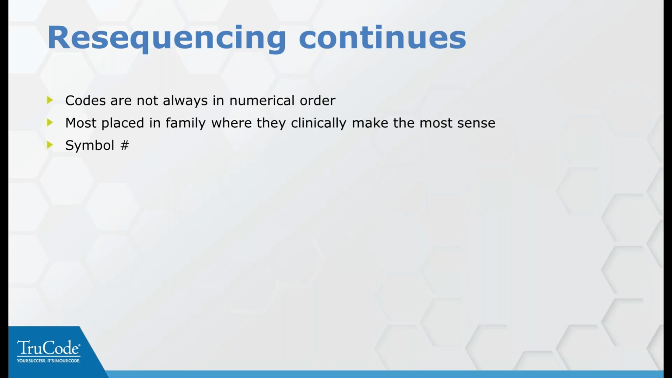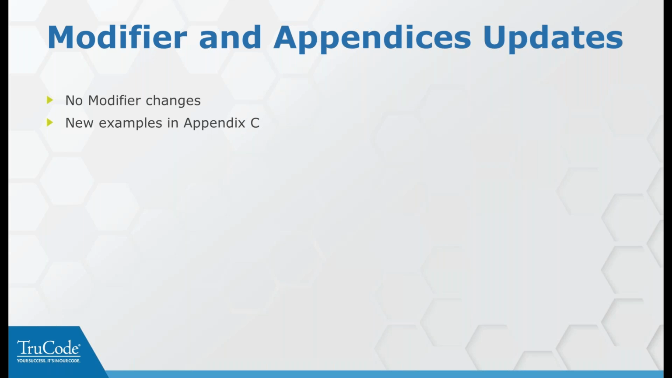Now, of course, as always, remember that the resequencing continues. The codes are not always in the same numeric order, but there is that little hashtag or number sign or tic-tac-toe sign, whatever you would like to know it as. Basically, when you see that sign or symbol next to the code, you'll know it's not in its correct order.